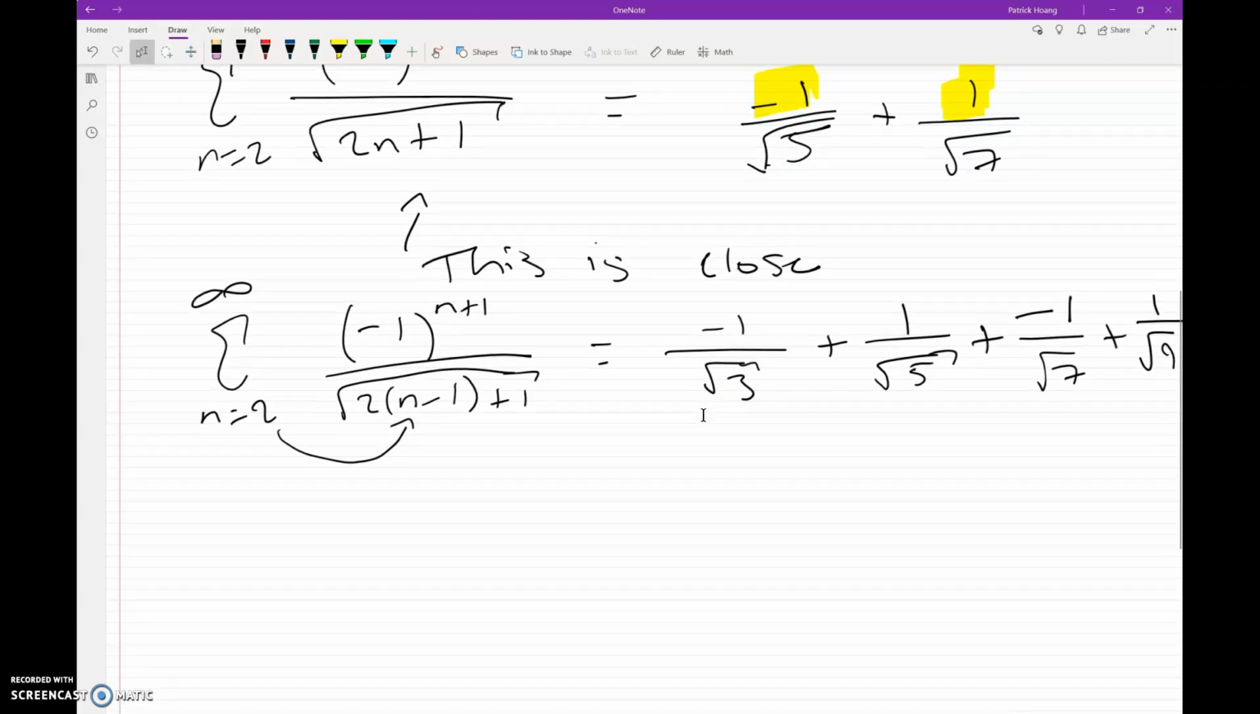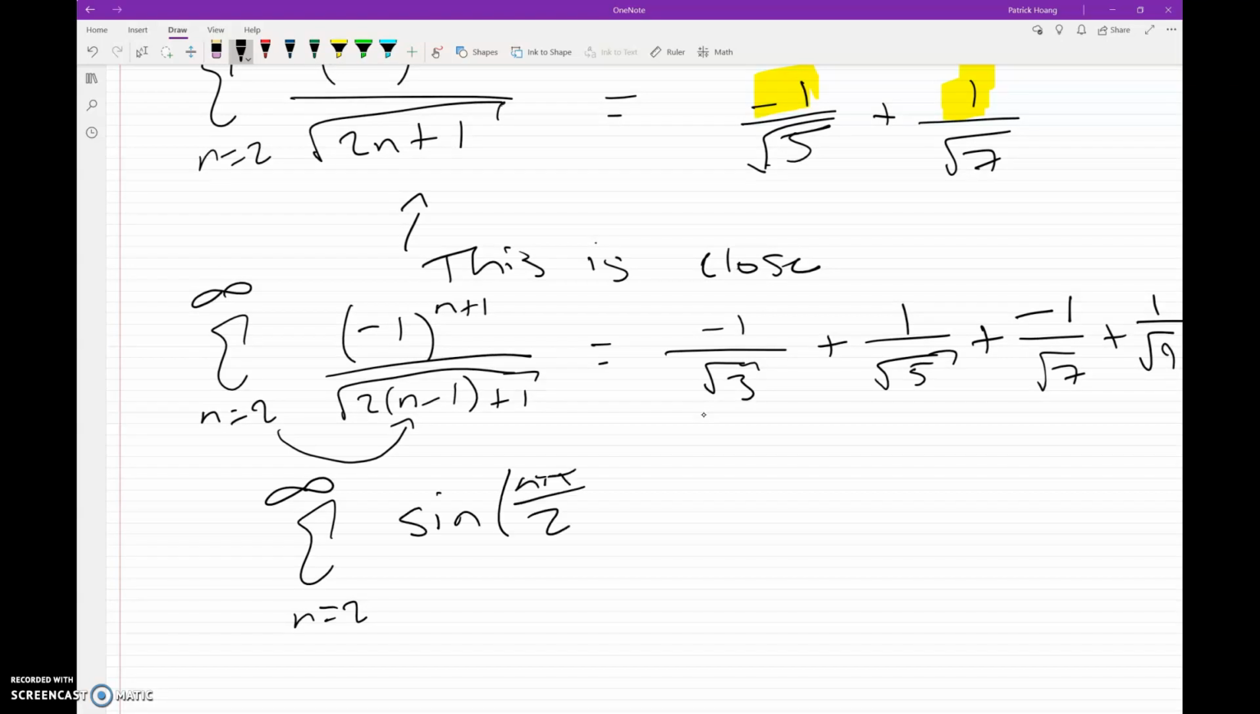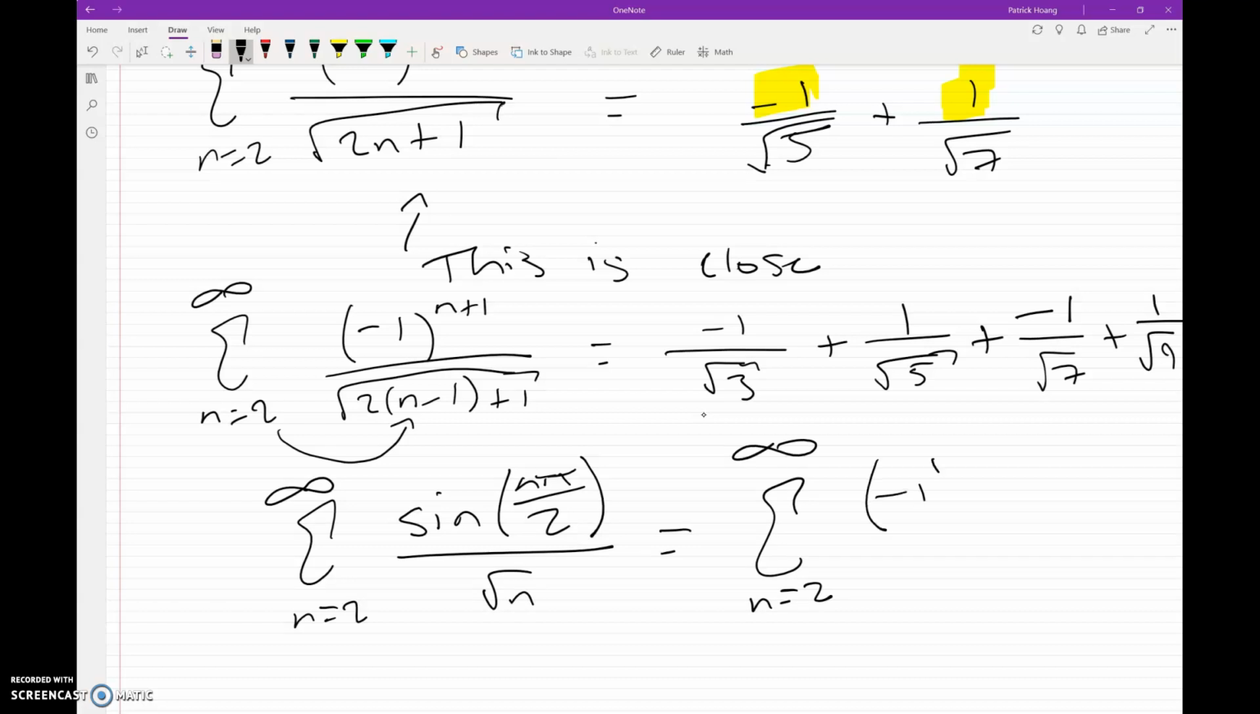So we can say for sure, after all our lovely work, that sine of n pi over 2 over the square root of n is equivalent to the sum from n is equal to 2 to infinity of -1 to the n plus 1 all over, I'm going to simplify the denominator a little bit, that's going to be 2n minus 2 plus 1 minus 1. And I think you guys can finish it from here.